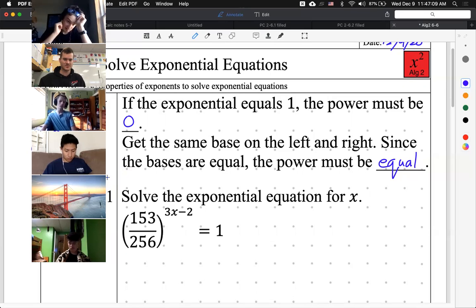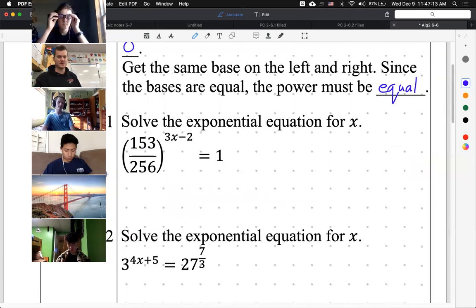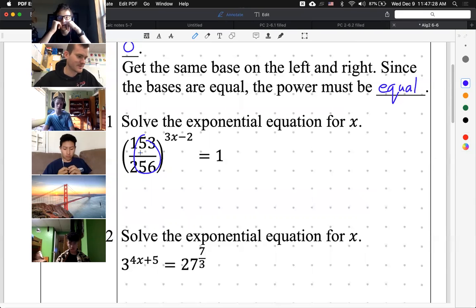Let's try an example. Example number 1. Solve this exponential equation for x, and it looks hard. But you know a lot of rules and tricks to try to solve this problem right now. Because anything, I don't care what number it is over here. That base could have been a googolplex minus, not infinity, but it doesn't matter what happens because anything to the power of blank is equal to 1.